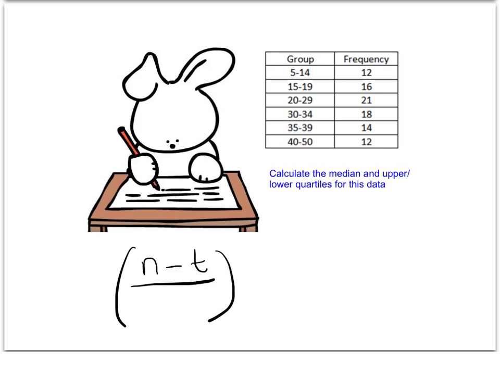Everything else is about the group. We've got the group width, the group frequency, and the group bottom. And that's the formula that you're going to use. Pause the video, have a go, and then unpause for the answers.